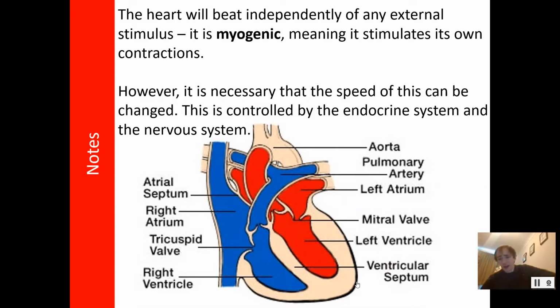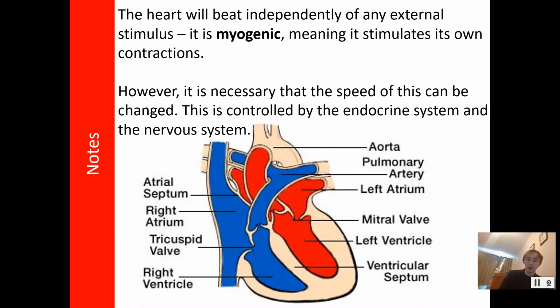And in actual fact, if you want a heart transplant, you can have that heart removed from someone in America or another country in Europe. They can put it in a box, in an isotonic solution, cold, and they can put it on a plane and ship it over here and it'll continue to beat the whole way. It's myogenic. Now, the issue with this is it is necessary to control the speed of the heartbeat. And it tends to go too slow. So it's often necessary to speed up the heartbeat.